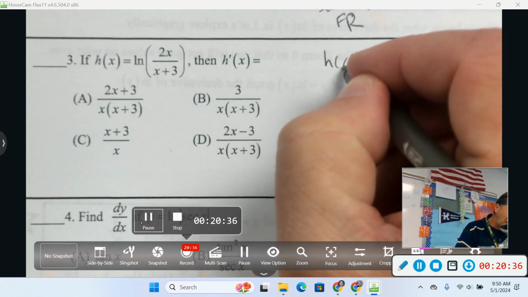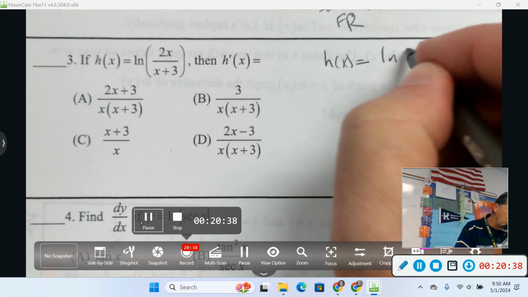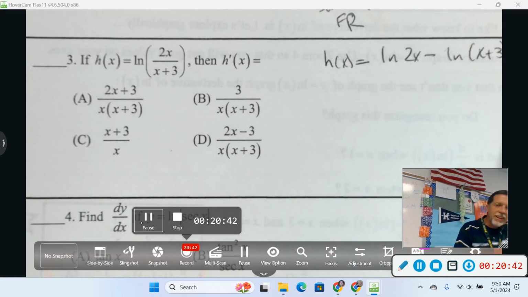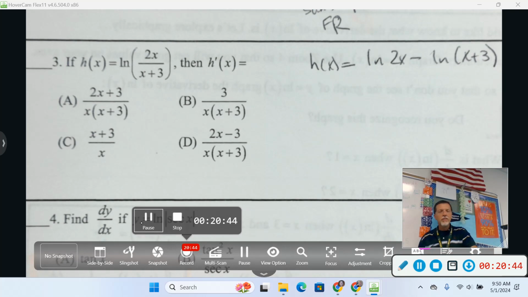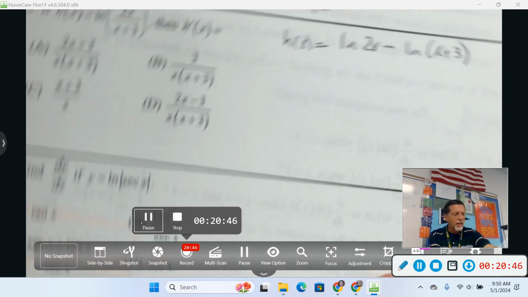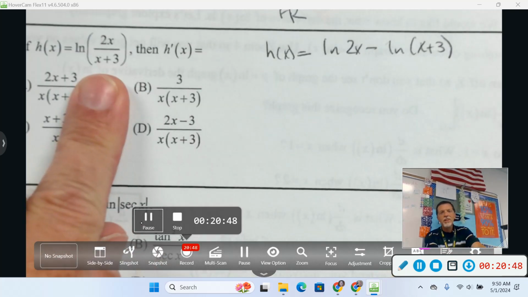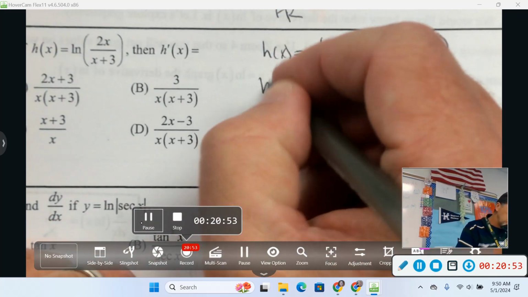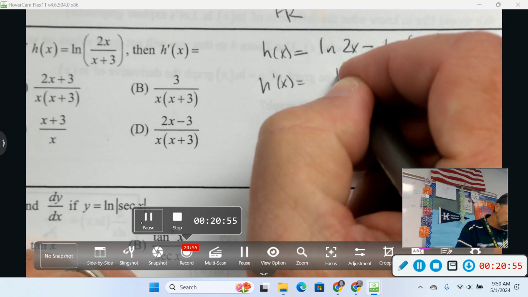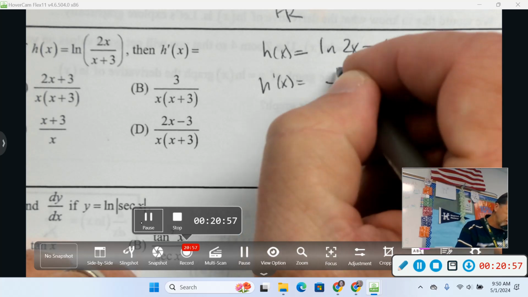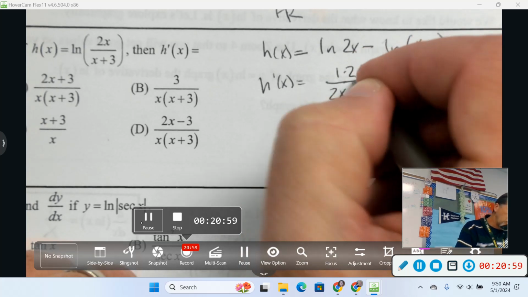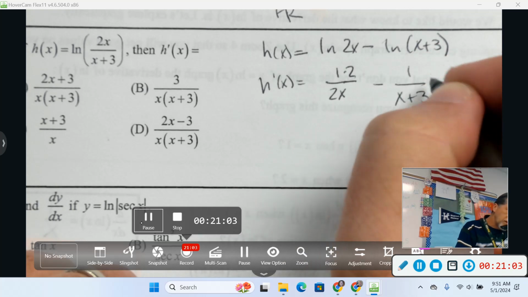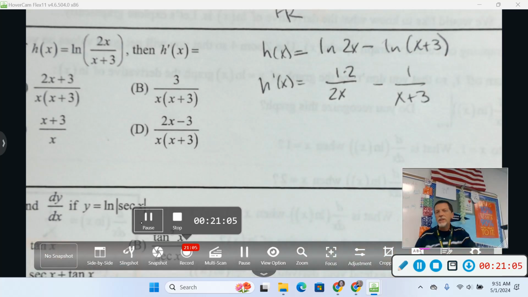So, yes, Cade, let's split that up. Let's use our algebra properties to make our life a whole lot easier. So now instead of 1 over and making a complex fraction with the quotient rule, now we've got 2 easy problems to do. So 1 over 2x times 2 for the chain rule, minus 1 over x plus 3 times 1 for the chain rule.